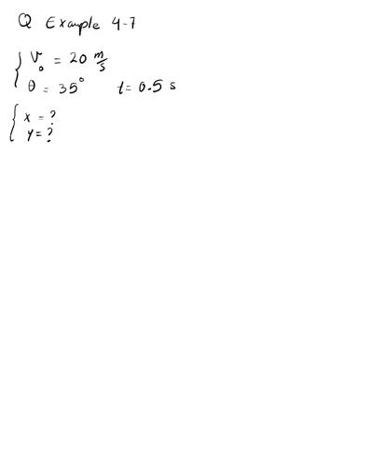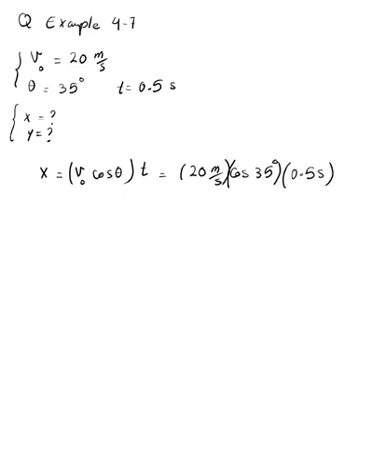I'm using this equation, x equals v naught cosine theta times t, and replacing the values. So it's going to be 20 meters per second times cosine 35 degrees times half a second. Substituting these numbers, x equals 8.19 meters.